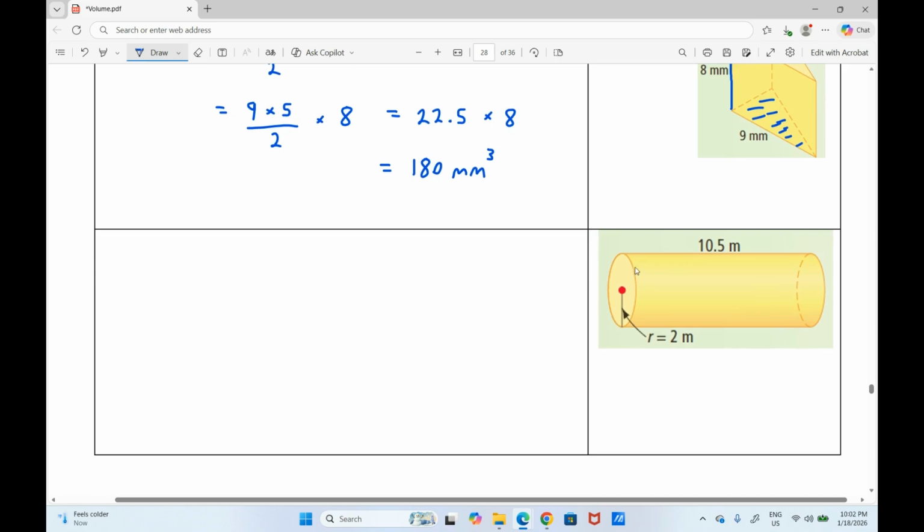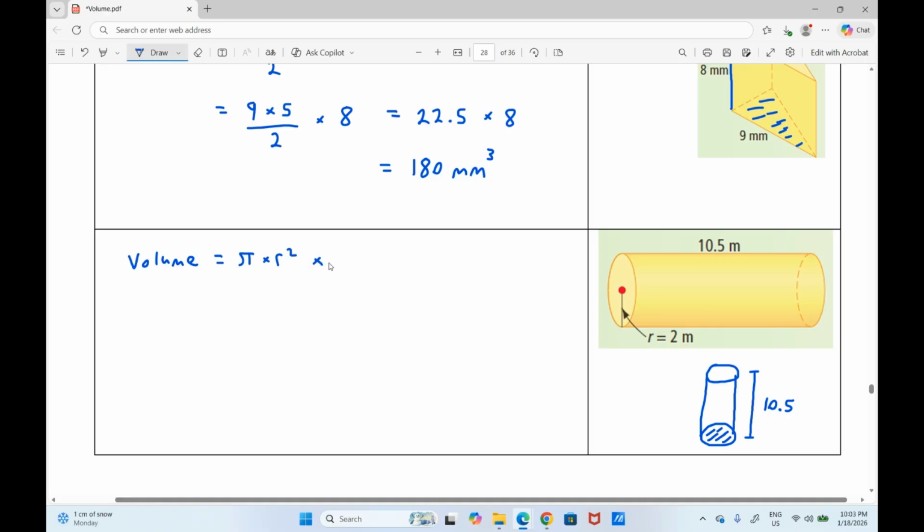In this case, if your cylinder is sideways, what I want to do is let the circle be my base. So I'm going to rotate it such that the circle's on the bottom. And then I just find the area of the circle and times it by the height. In this case, the height would be 10.5. And for the bottom here, I have a radius of 2 meters. So to find the volume, I need the area of the base. The area of a circle, which is my base, is going to be defined as pi times radius squared.